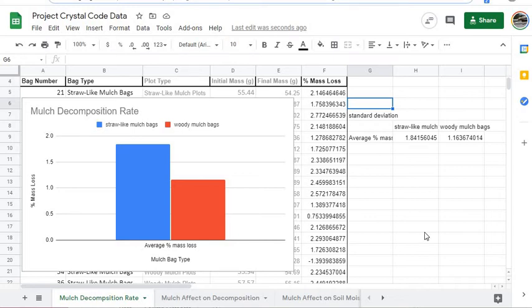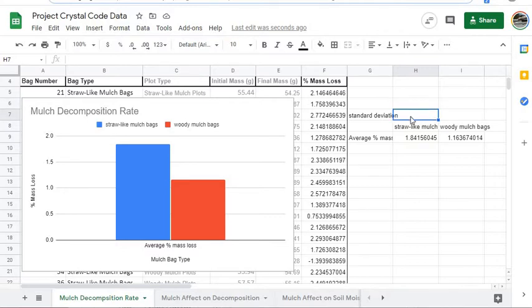All right, so in order to add standard deviations into our graphs, we're first going to need to calculate the standard deviation for each of our treatments, the straw-like mulch bags and the woody mulch bags. So kind of like before, I'm making almost like a little table over on the right. I'm just writing it above the other one so it doesn't get confused and start adding things to our graph without me wanting it to.